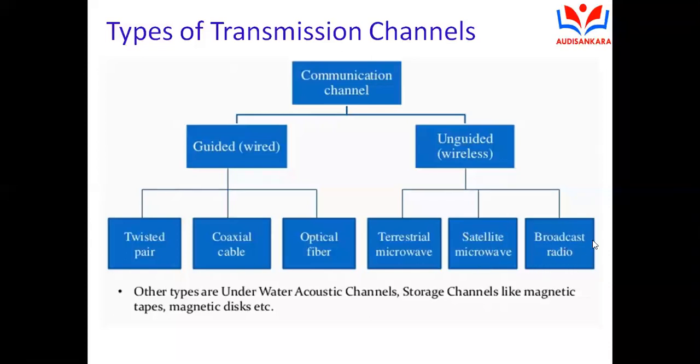The broadcast radio means we are receiving the information, the signal, on our mobile system. There is one broadcasting. In our mobile system we have the FM radio, and in that particular FM radio there is no physical connection between the broadcasting station and our mobile system. Am I right or not? Say yes or no.